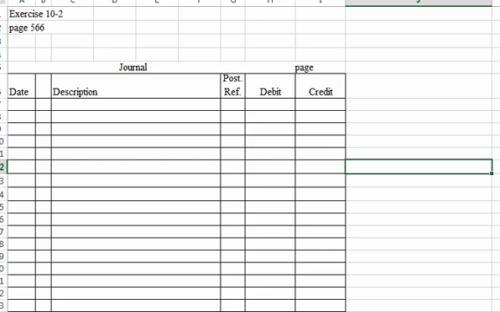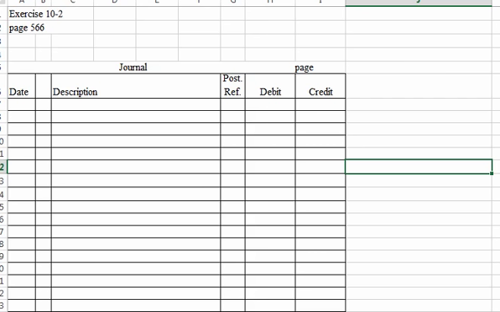Okay, you guys, we'll now take a look at exercise 10-2 on page 566. It's a similar problem, but instead of dealing with a building and land, here we're dealing with equipment. We want to decide what to capitalize as part of the cost of the equipment. And here we're also going to look at the journal entry that would get that on the books.